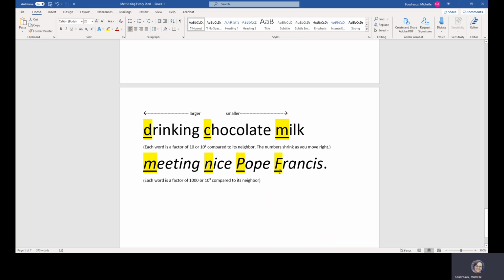Okay, I think we're going to end there. I'm not going to show you how to use these on the numbers. This was just to give you an idea of which direction gets larger, which direction gets smaller, and to teach you the individual names of the prefixes. Okay, talk to you soon.